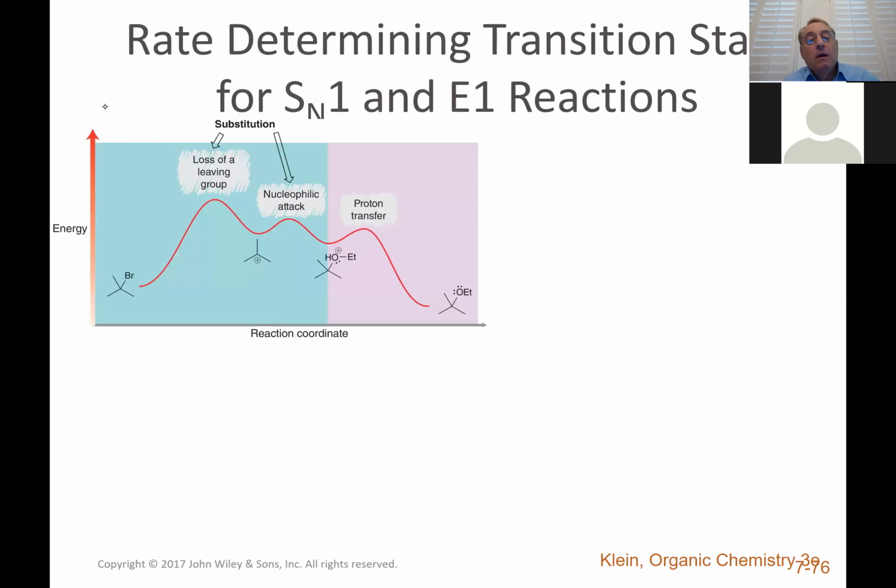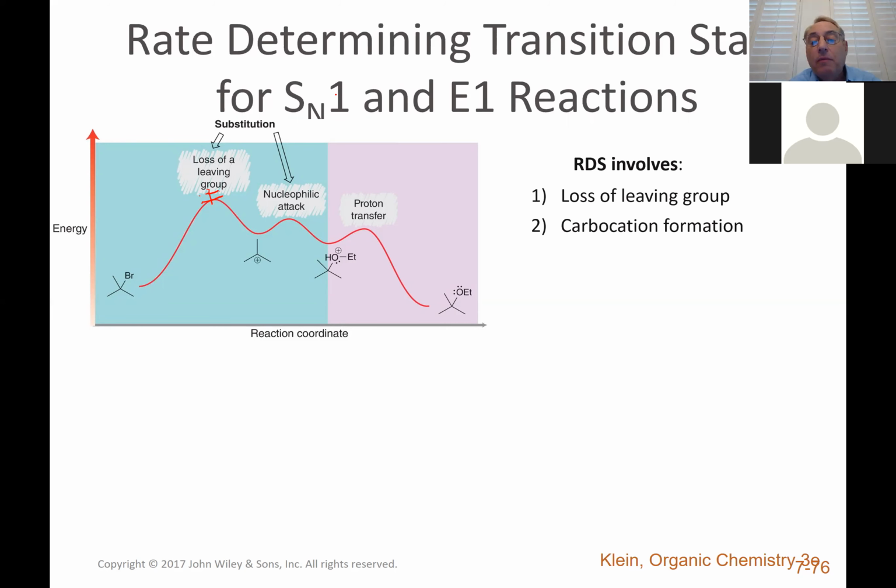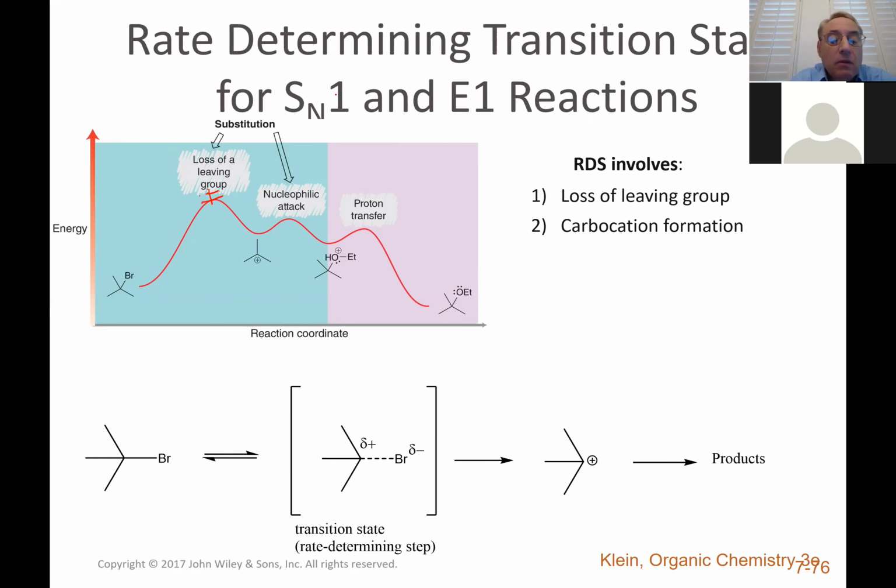So I want to show you, this is an important slide that summarizes a bunch of things. So there's the energy diagram for the reaction that I showed you before. Here's the rate determining transition state. So the rate determining step, what does it involve again? Let's summarize it. It involves loss of the leaving group and formation of the carbocation. And that's shown here. So this is the rate determining step. That's step 1 of the reaction right here.